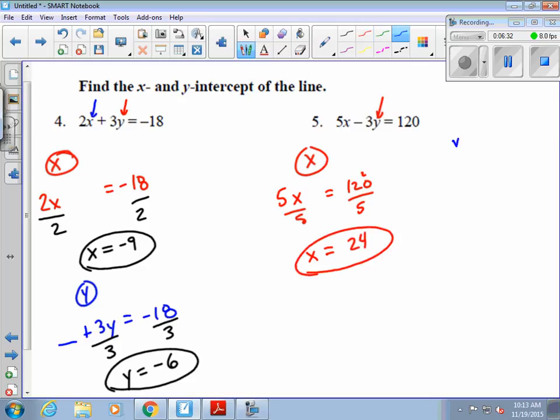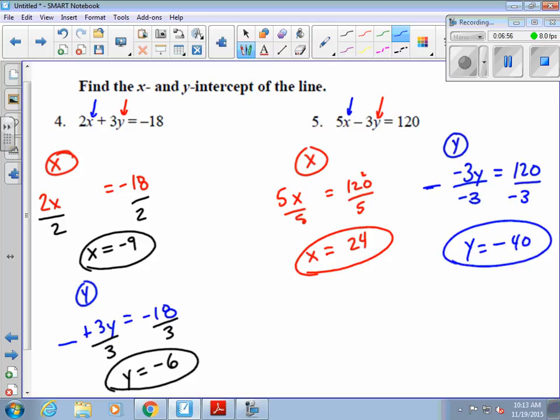Your y-intercept is found by plugging in 0 for x. That will eliminate that part and leave you with negative 3y is equal to 120. Divide by negative 3 on both sides to get y by itself. Y is equal to a positive divided by a negative, which is a negative. 3 goes into 12 4 times and into 0 0 times. So y equals negative 40. So there's your x-intercept and your y-intercept.